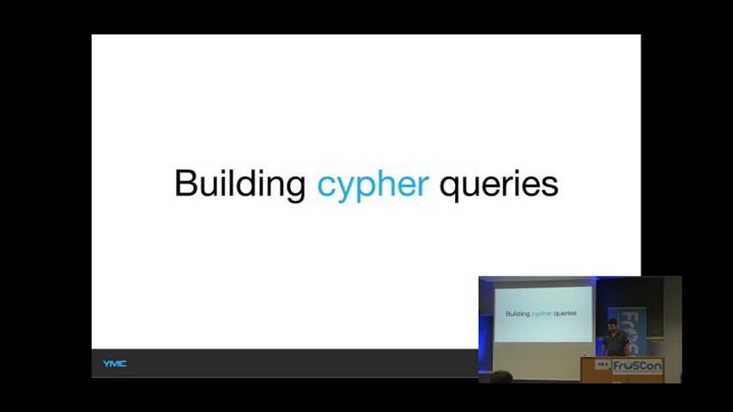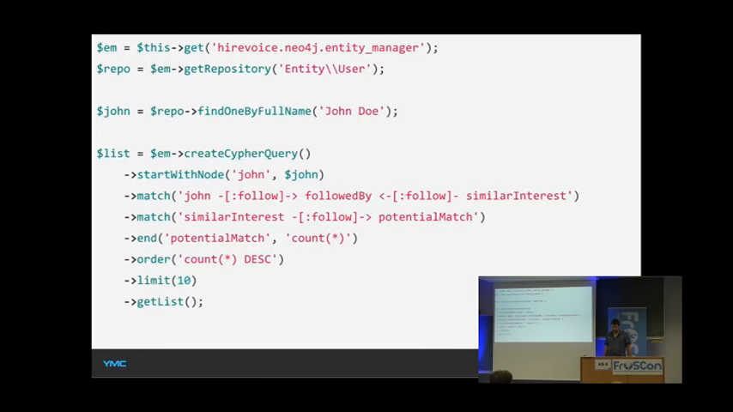So let's go to the fun part, building Cypher queries, because this is what makes a graph database a graph database. We can take the setup we had before, and directly on the entity manager we can call the function createCypherQuery. After that we start with a node, for example the person node John, and we give an identifier to this node.